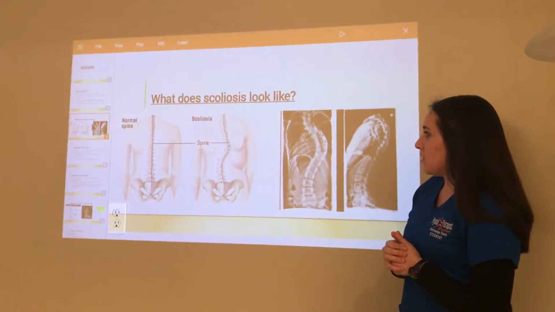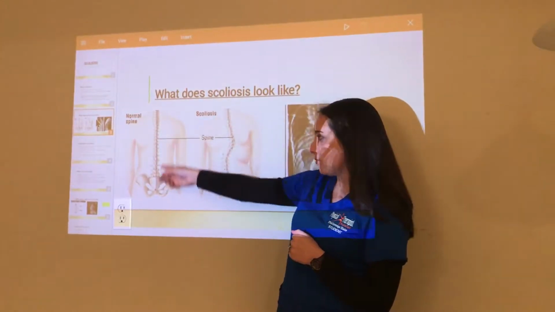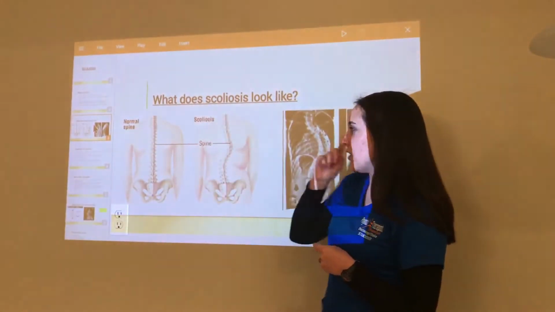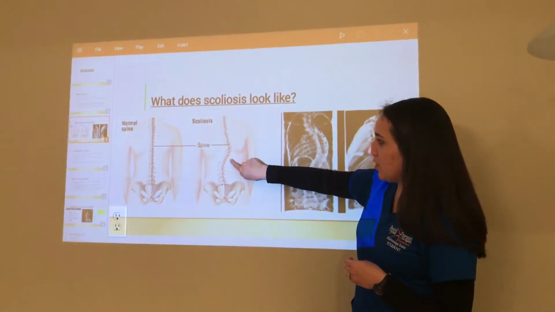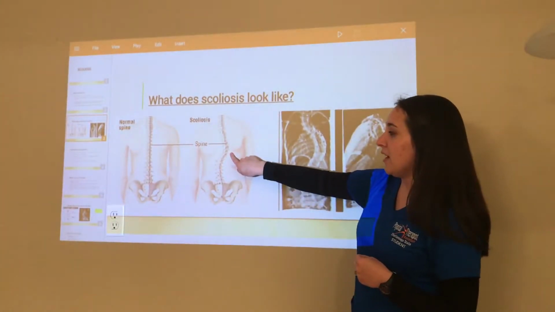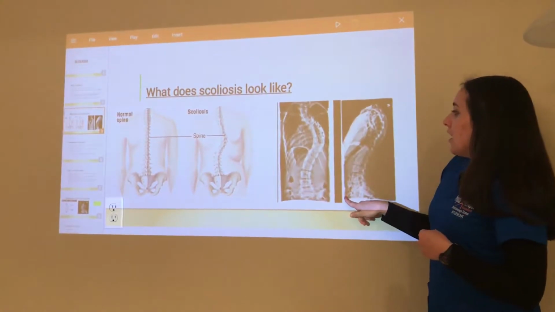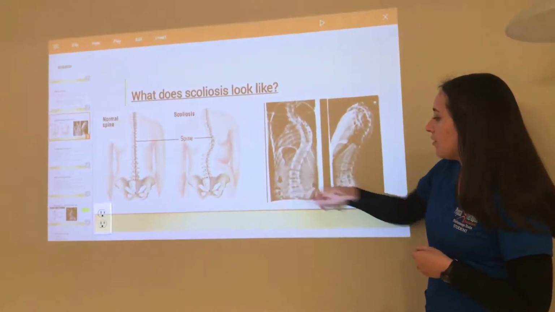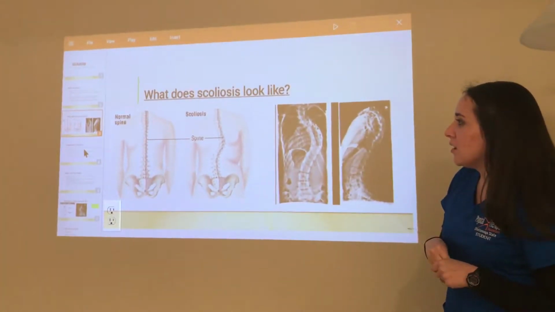So what does scoliosis look like? This obviously is a normal spine. It is straight and has those curves, but we can't see them in the picture because they're straight. And then this is a scoliosis spine. You can see that lateral deviation away from midline. We'll talk about it in a second, but this is a right curvature scoliosis. And then here is an x-ray, where you can see the same kind of curve going on in this image.